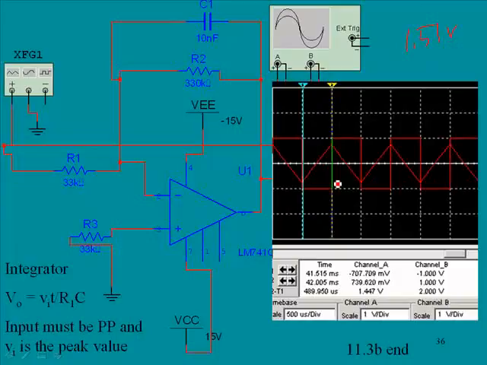Now, the question here is, what is the value of this triangular signal? If you go down here, you can see right here that the value is 1.447 volts. That's from the bottom of the triangle to the top of the triangle. And remember, our calculated value was actually quite close to that value. And when you're doing this, the input must be a peak-to-peak value, and V1 would be the peak value. So this is a quick look at a circuit called an integrator.